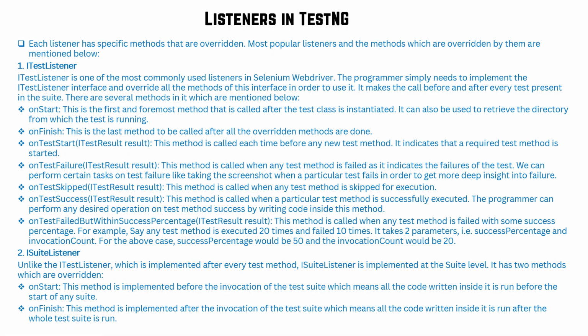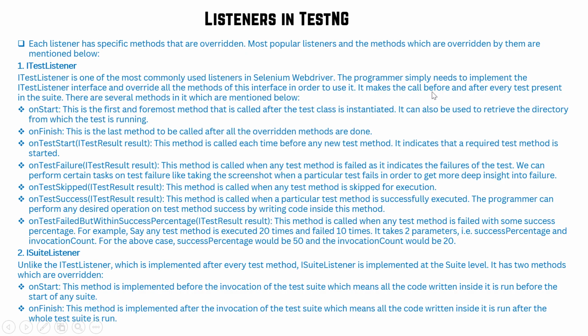Each listener has specific methods that are overridden. The most popular listeners and the methods overridden by them are mentioned below. The ISuiteListener only has two methods, onStart and onFinish. So I can use it to check something only during the starting and ending of the execution at the suite level, not at the test level. But ITestListener is one of the most commonly used listeners in Selenium WebDriver. The programmer simply needs to implement the ITestListener interface and override all the methods of this interface in order to use it.